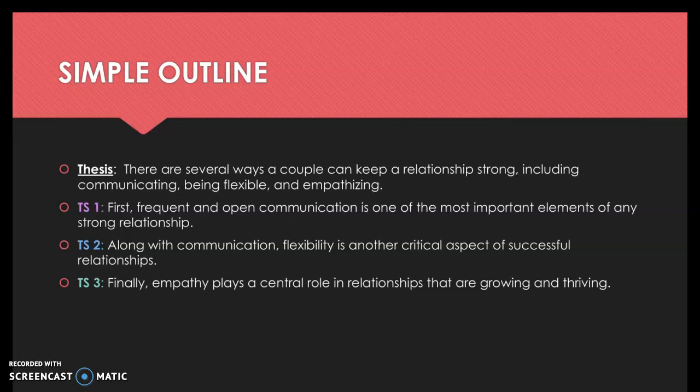Okay, so that's the simple outline, right, of what this paper is basically going to look like and how it's going to be structured. And you can see the topic sentences, again, are relating right back to the thesis. Each one of them directly helps support and develop the thesis, and provides the structure for the argument that the paper is going to discuss.